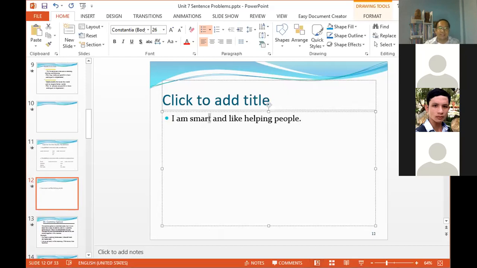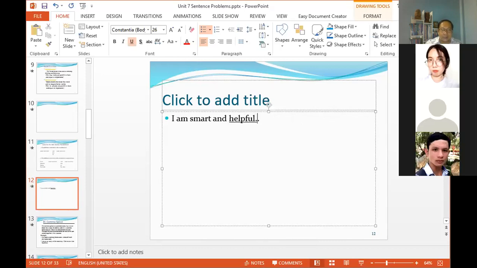I am smart is a verb plus adjective, right? And like helping here is not parallel. So we should change this one to an adjective, right? What should we change here? Anyone? Helpful. Yeah, can be helpful. Kind. Okay. What else? Considerate. Okay, no problem. So this is the way we change it to a parallel sentence.